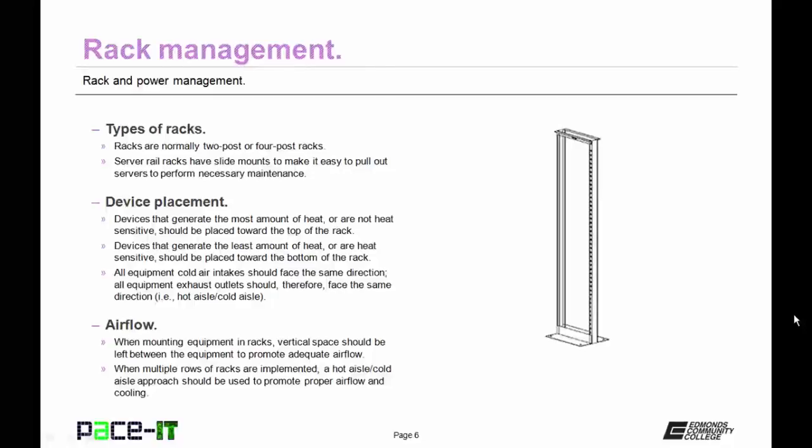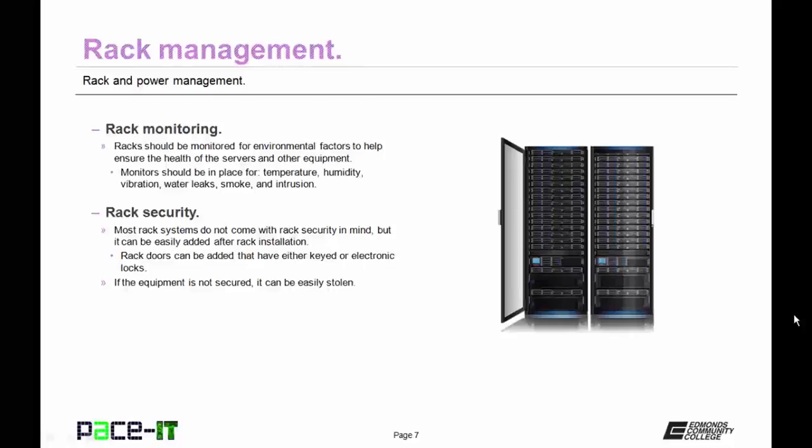When mounting equipment in racks, vertical space should be left between the equipment to promote adequate airflow. When multiple rows of racks are implemented, a hot aisle, cold aisle approach should be used to promote proper airflow and cooling. Racks should be monitored for environmental factors to help ensure the health of the servers and other equipment. Monitors should be in place for temperature, humidity, vibration, water leaks, smoke, and intrusion.